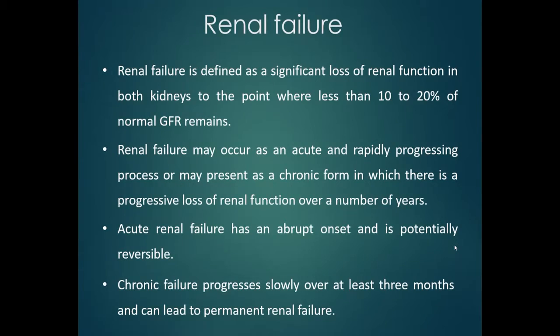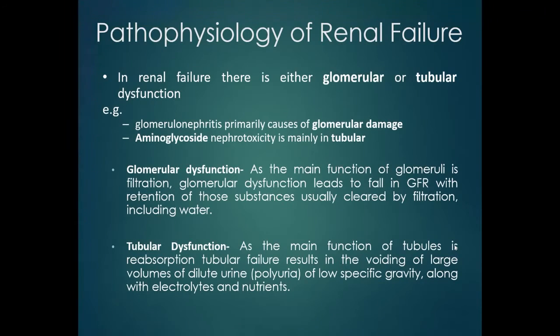So acute renal failure means there will be an abrupt onset and it will be reversible, whereas chronic means the progression will be slow, it may take some time, but once it is there, there will be no reversal. It is a permanent renal failure. Okay, so what is the pathophysiology of renal failure?